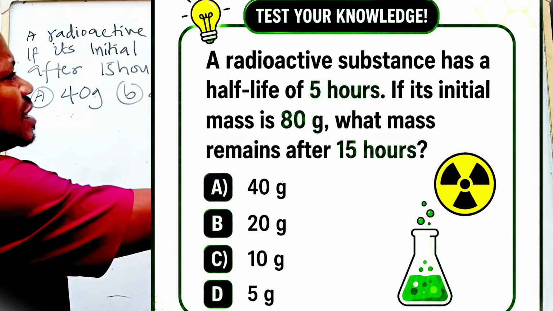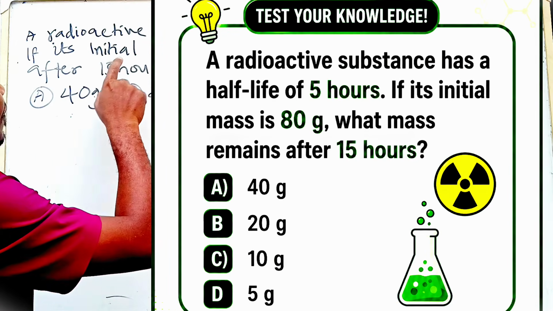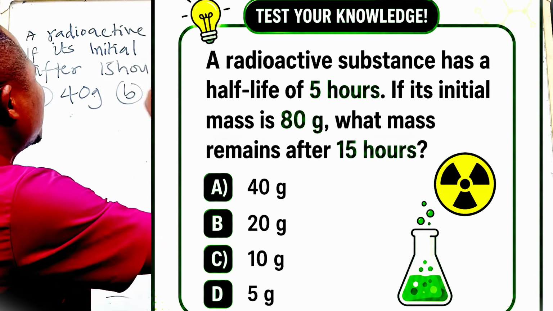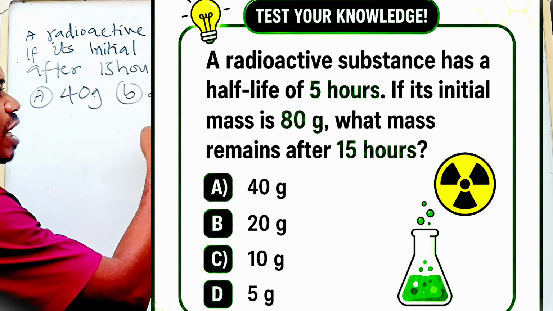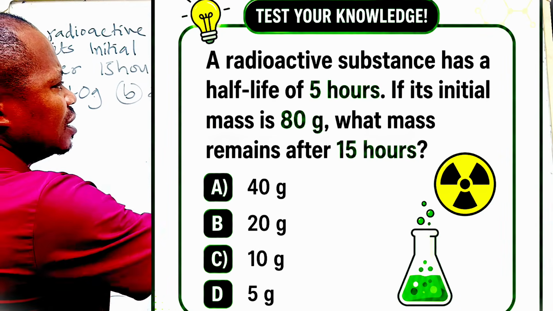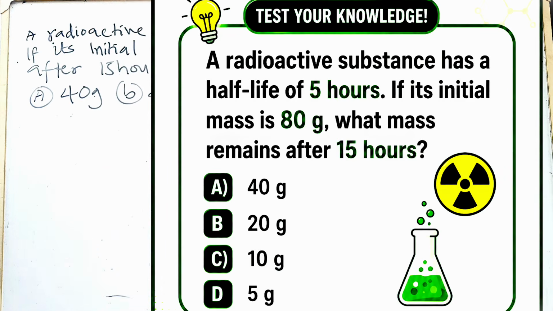Say a radioactive substance has a half-life of 5 hours. If this initial mass is 80 grams, what mass remains after 15 hours? A, 40 grams, B, 20 grams, C, 10 grams, D, 5 grams. Now, let's solve it together.